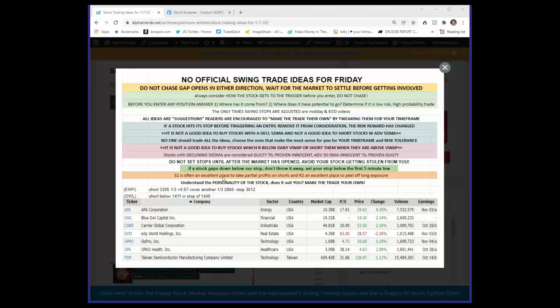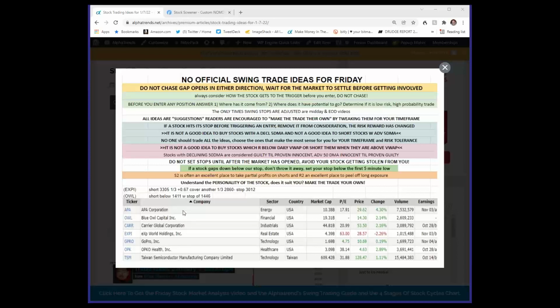S2 on the short is where we want to cover generally a third, and R2 on a long. Now, here's the other thing about daily R2. If we're looking at a stock that's long, let's say we're looking at OWL that's short below 1411. Let's say, instead, that daily S2 is 1408. Well, if you shorted at 1411 and daily S2 is 1408, then you have a decision to make.